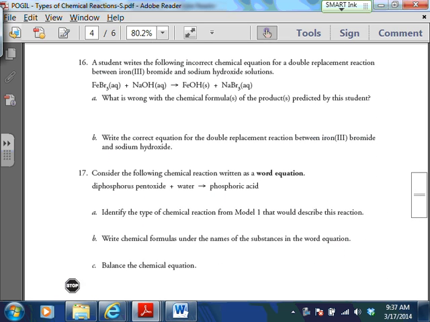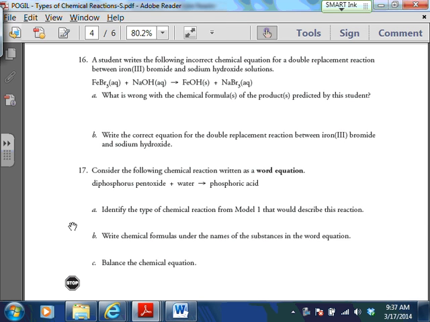Okay, number 16. A student writes the following incorrect chemical equation for a double replacement reaction between iron 3 bromide and sodium hydroxide. All right, so it's incorrect. So let's check their reactant side. Iron 3 bromide. Did they write the formula for iron 3 bromide correctly? Yep, looks okay to me, right? Iron has a 3 plus charge, bromine's a 1 minus, so when you crisscross those, it's FeBr3. You use the Roman numeral. Okay, so FeBr3, that's good.